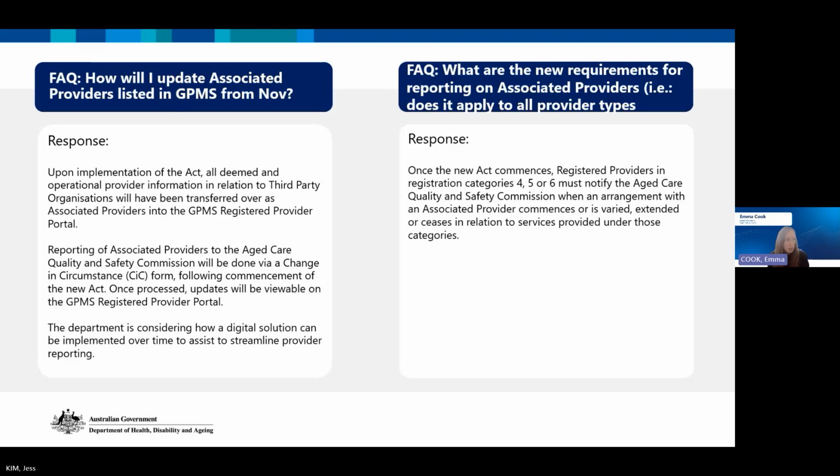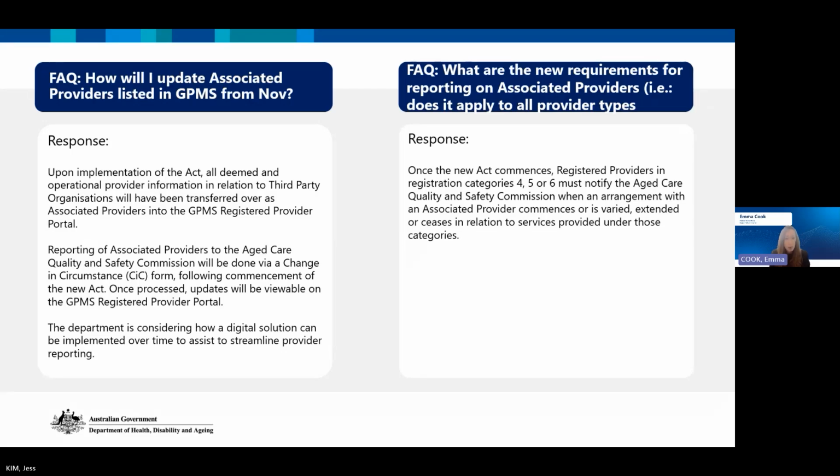So this first one, how will I update associated providers listed in GPMS from November? So upon implementation of the New Aged Care Act, we are moving all deemed and operational provider information in relation to third-party organisations. It will move across to the associated providers for the registered provider entity. So as I said, make sure that you have your third-party organisations up to date now and before the 17th of October in our systems. That helps us to move all the information across automatically for you, and you won't have to worry about keying.